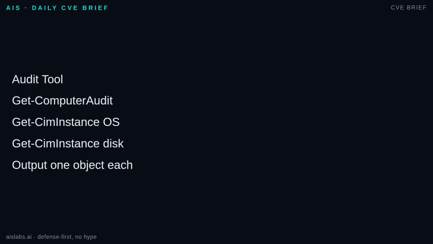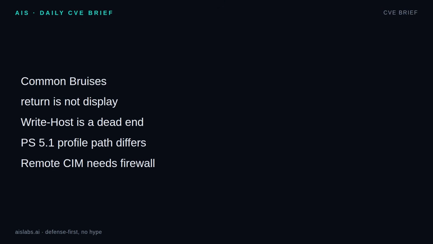If both calls work, it outputs one object with ComputerName, OS, LastBoot, and FreeGB. If a host fails, catch writes an error tied to that host. Later, the same output can go to Export-Csv or feed a dashboard. A few bruises are normal.